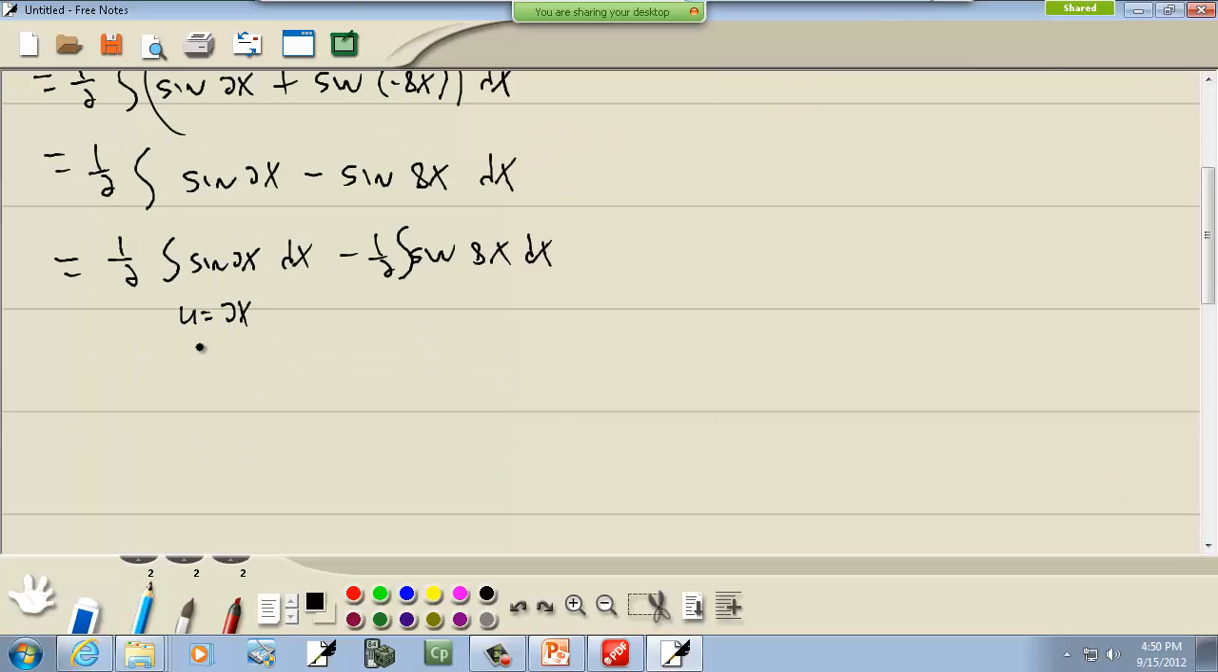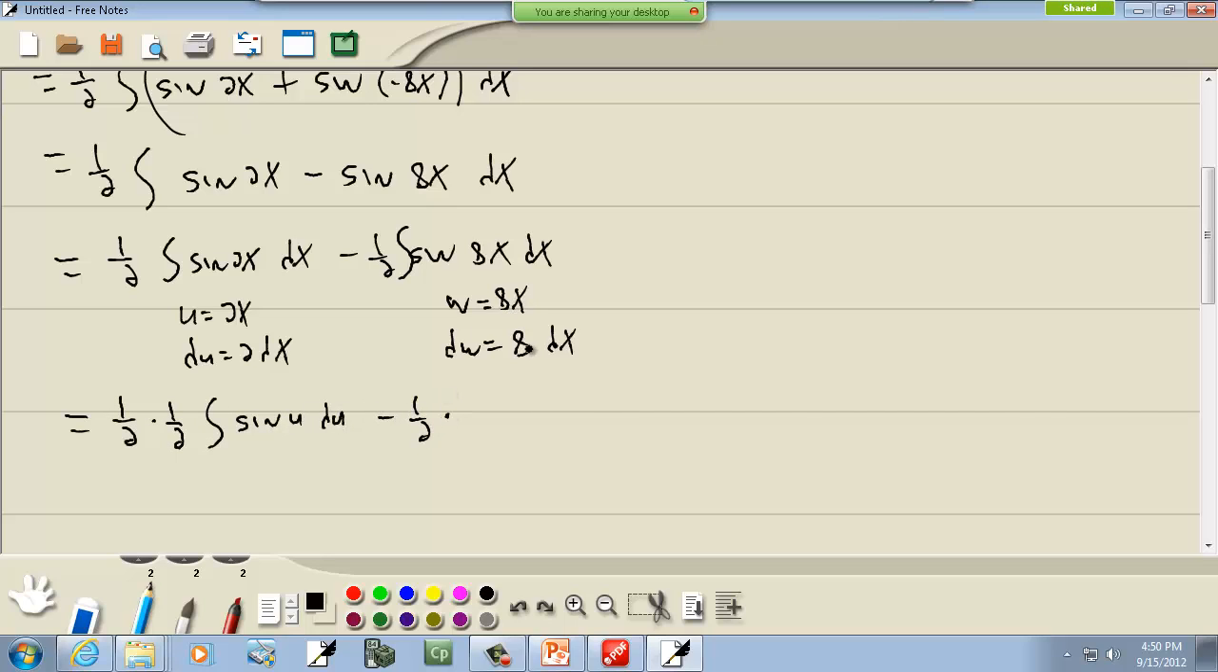So here u would equal 2x, du would equal 2 dx. Here w would equal 8x, dw would be 8 dx. Now I'm not going to show all the steps here. Basically we needed 2 inside, so we'll offset with a 1/2 out in front. And then this becomes sine u du minus, we need an 8 inside, so we'll offset with a 1/8 out in front. And this becomes sine w dw.